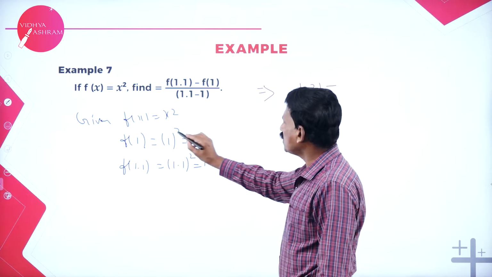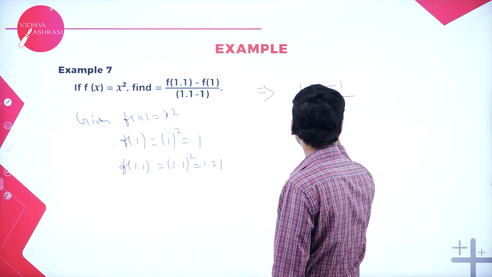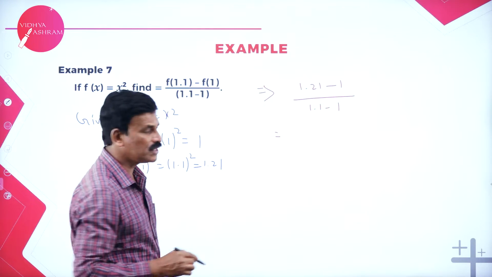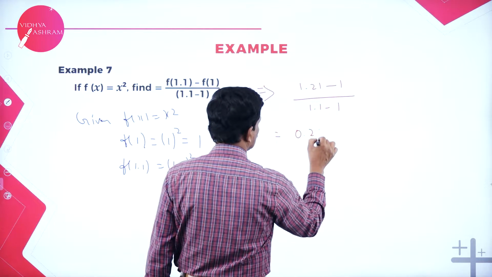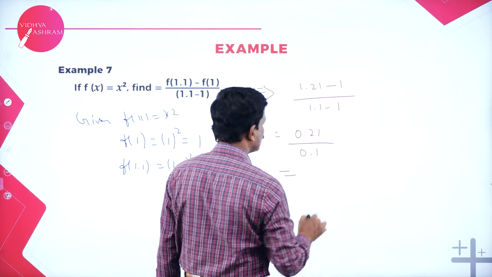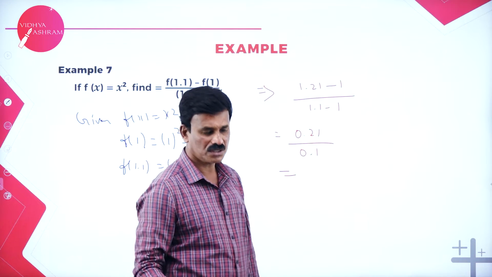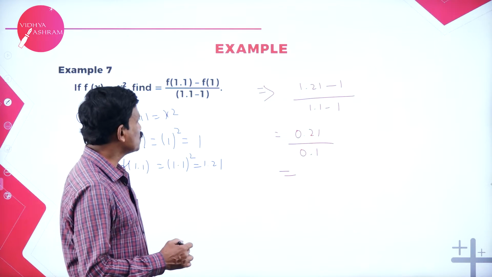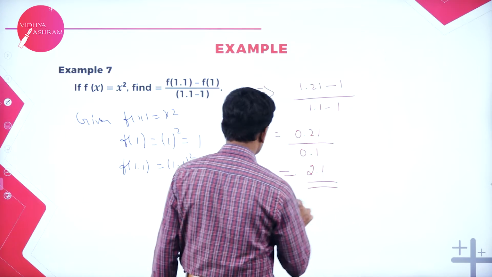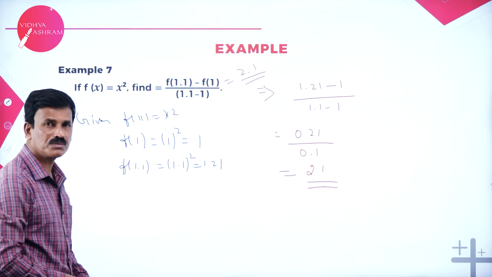So this reduces to f of 1.1, which is 1.21, minus function of 1, which is 1, whole divided by 1.1 minus 1. This is nothing but 1.21 minus 1, which is 0.21, divided by 1.1 minus 1, which is 0.1. If you divide 0.21 by 0.1, you get 2.1. Therefore, the value of this function is 2.1. Very simple problem. Two marks question.